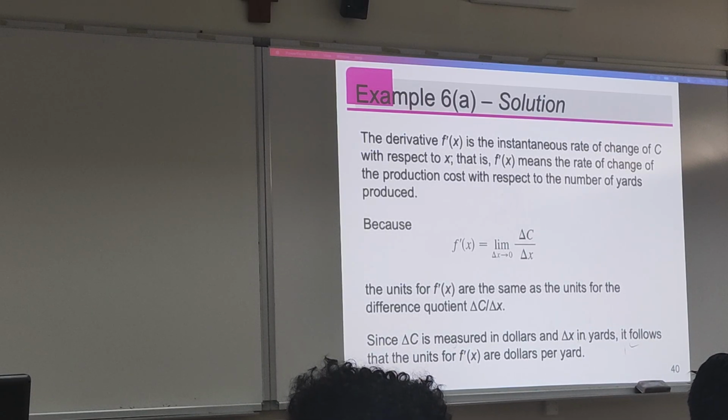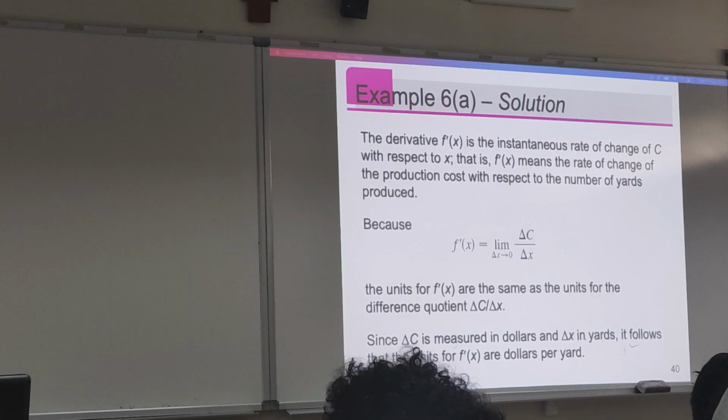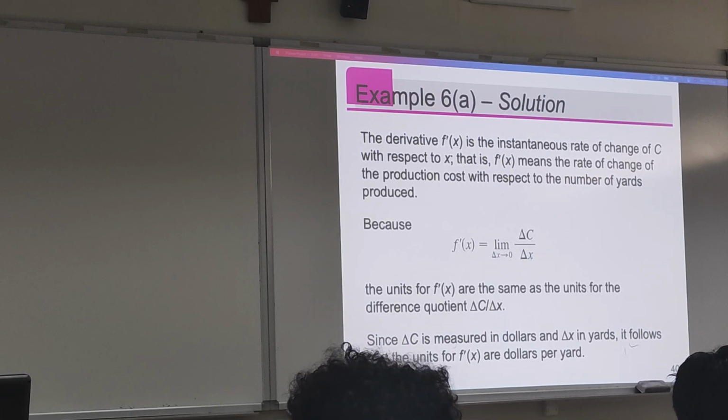Since delta C is measured in dollars and delta x in yards, it follows that the units for f prime of x are dollars per yard. So that is for letter A.